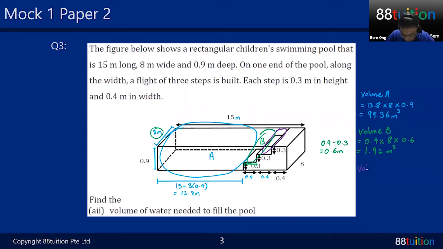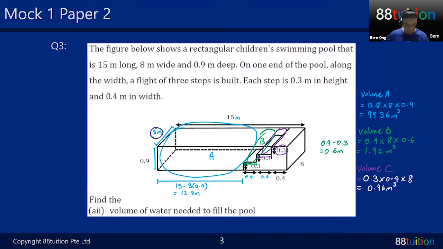How about volume of C? Can you see this purple? I know purple is a bit hard to see. So again, the width down here is 0.4, and this portion is 8. And how about the height? Oh, the height is 0.3. I'm going to use white color to write because I'm scared you all cannot see. So it's 0.3 times 0.4 times 8. That will be equal to 0.96 meter cube.